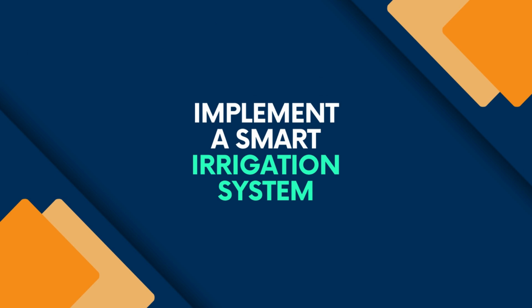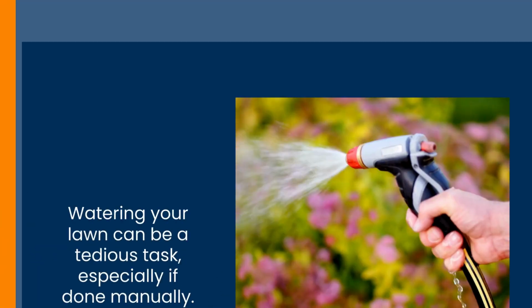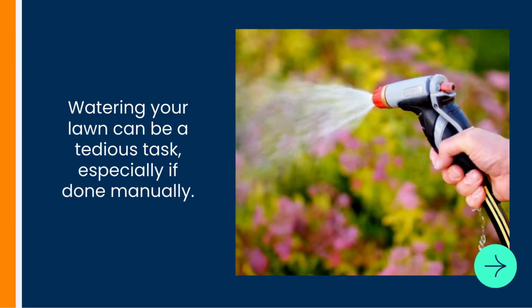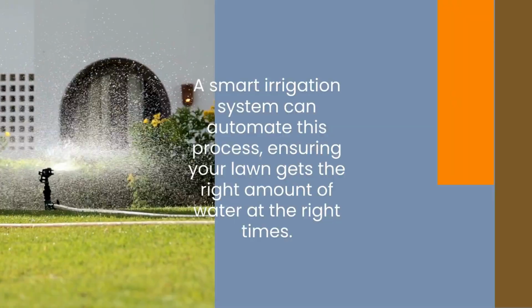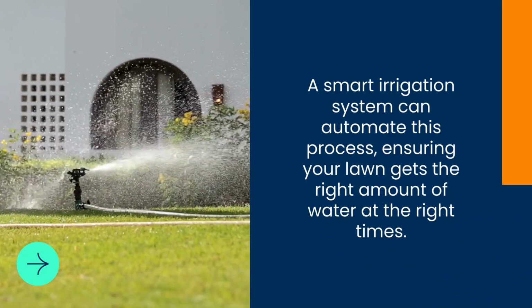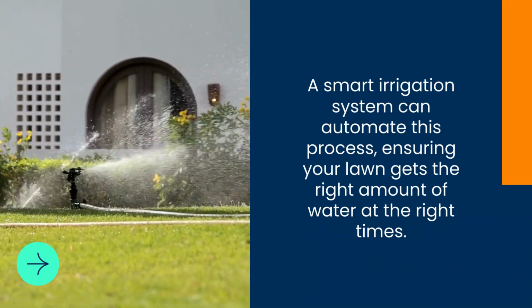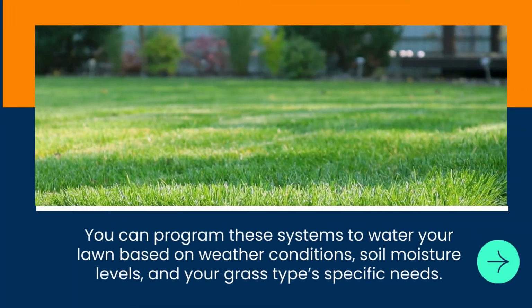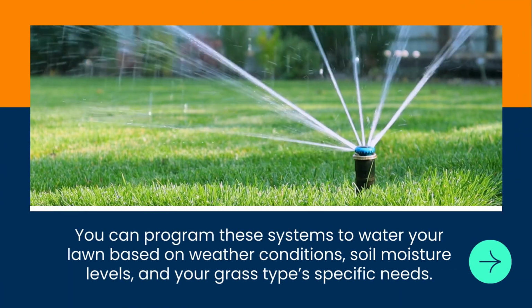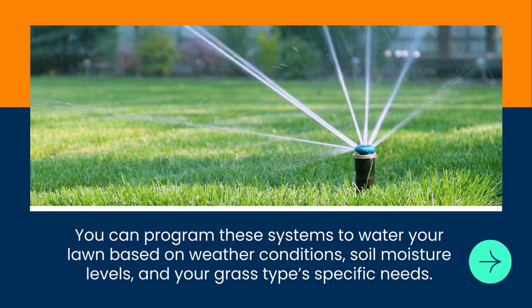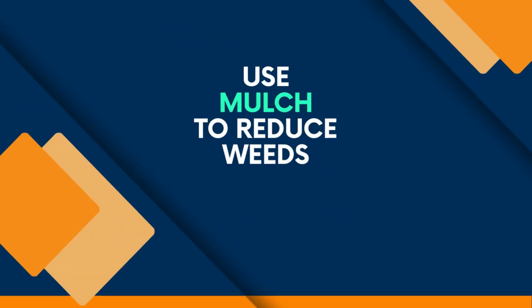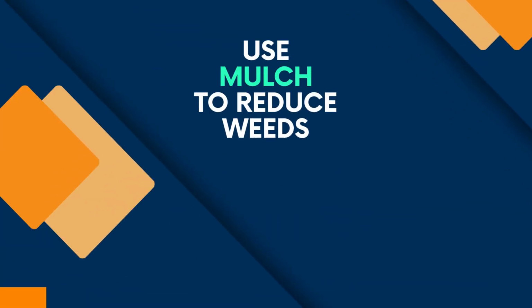Implement a smart irrigation system. Watering your lawn can be a tedious task, especially if done manually. A smart irrigation system can automate this process, ensuring your lawn gets the right amount of water at the right times. You can program these systems to water your lawn based on weather conditions, soil moisture levels, and your grass type's specific needs.